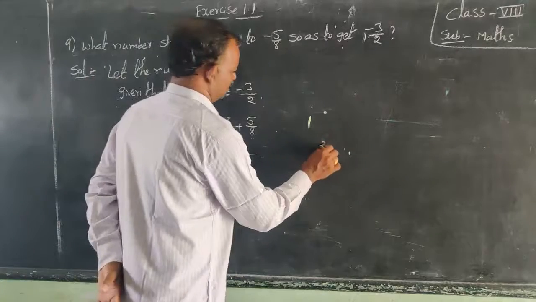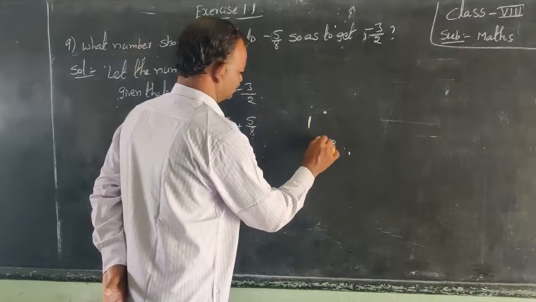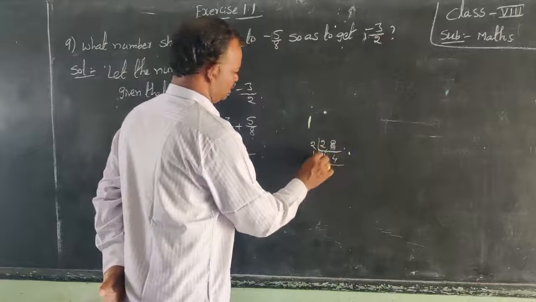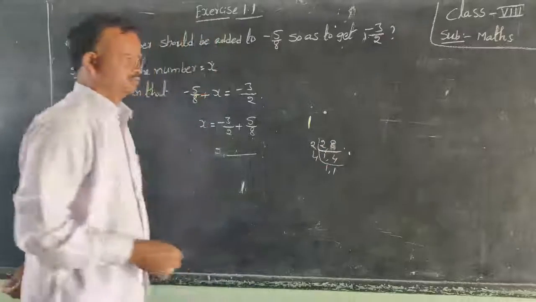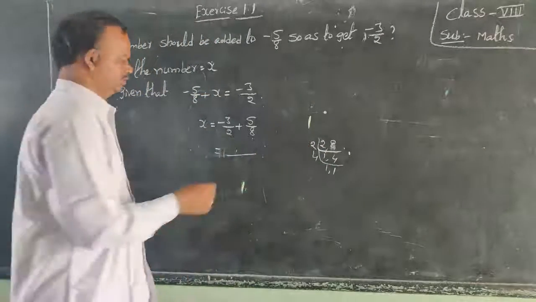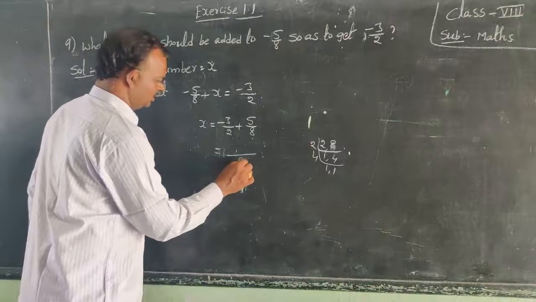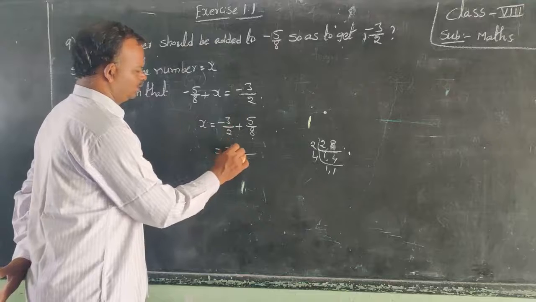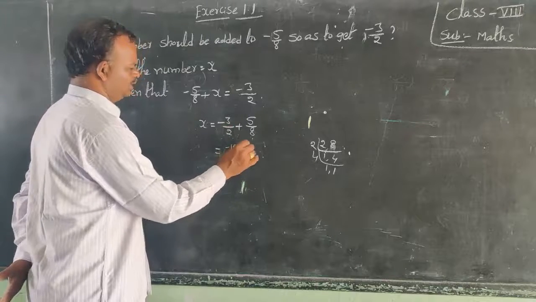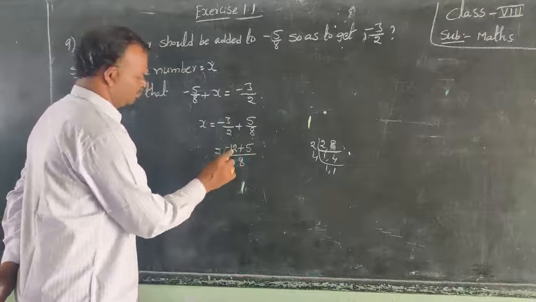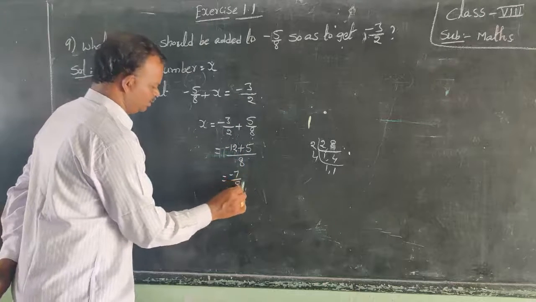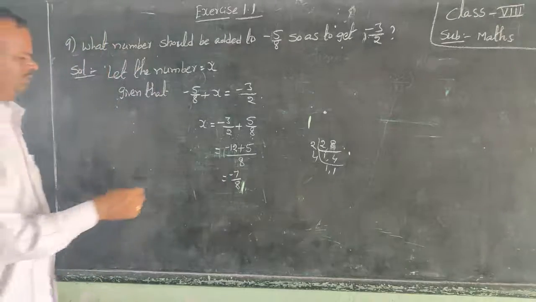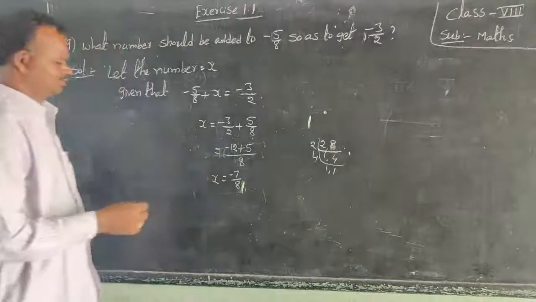LCM of 2, 8. 2 table, 2 1s, 2 4s. We are taking 4 table, 4 1s, 4 1s. 2 4s are 8. So LCM is 8. 2 divides 8 into 4 times. 4 3s are minus 12. Plus 8 divides 8 one time. 1 5s are 5. Minus 12 plus 5 is minus 7 by 8. Therefore, the value is x.